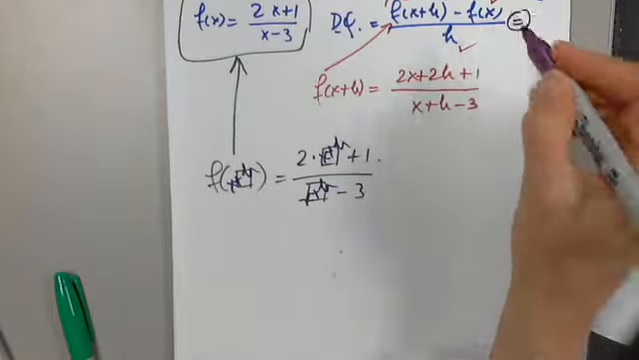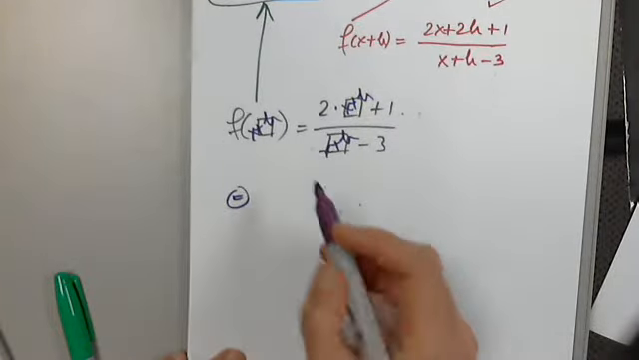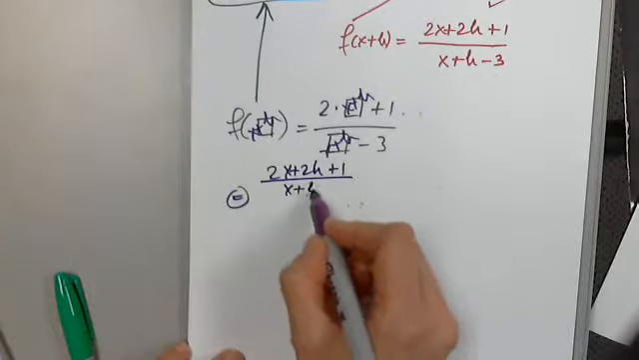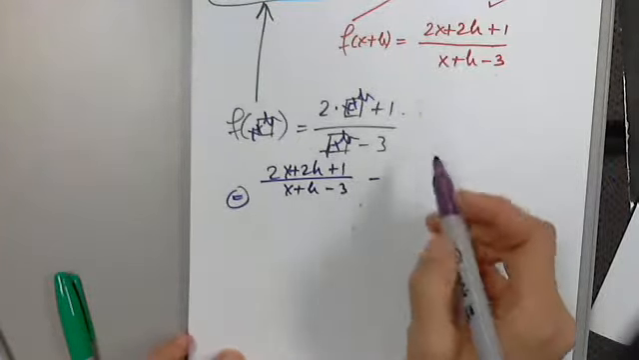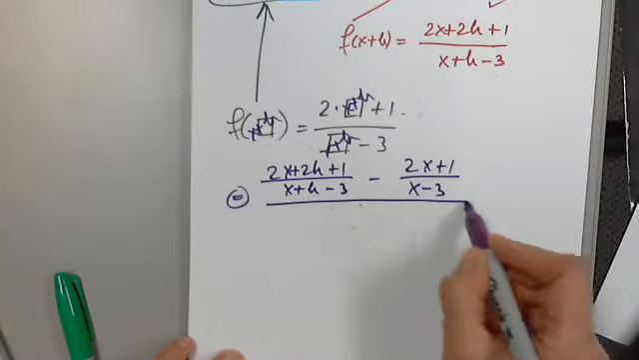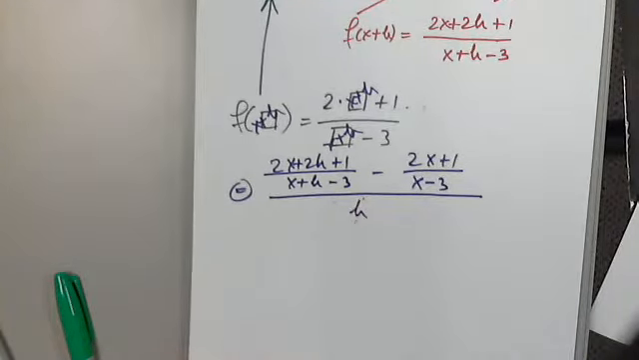Okay. So then (2x plus 2h plus 1) over (x plus h minus 3). I copy (2x plus 1) over (x minus 3), divided by h. Now the question is, what is my next step? Correct. Awesome. So any questions so far? Everything okay? Everyone? Yes?